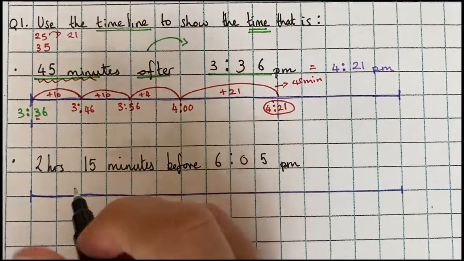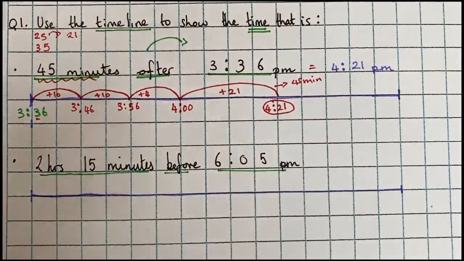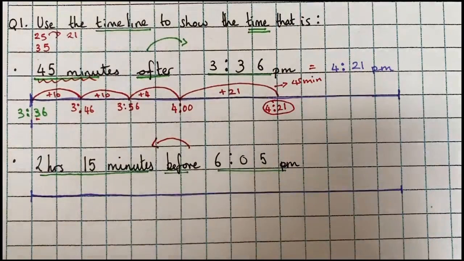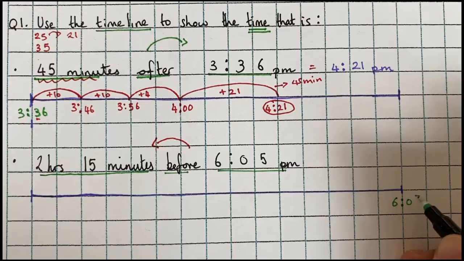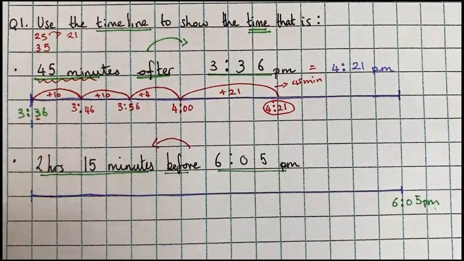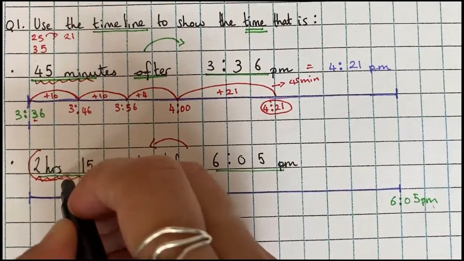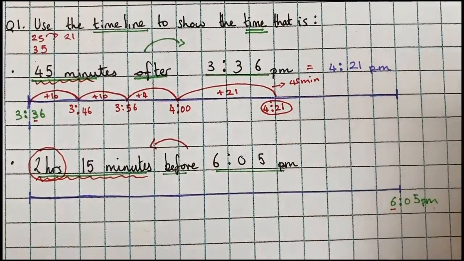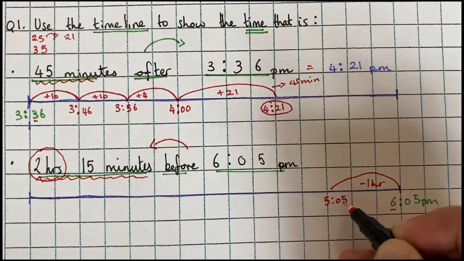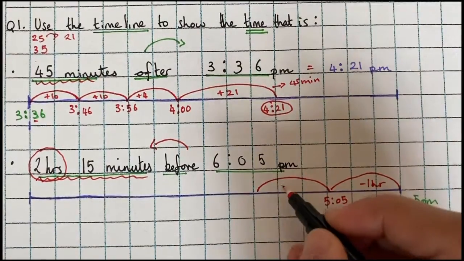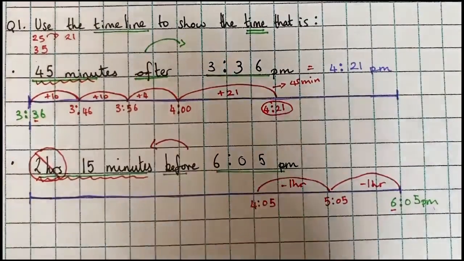Now let's look at 2 hours and 15 minutes before 6:05 p.m. Now because it's before, I'm going to jump to the left. And my 6:05 p.m. will be at the end of my timeline. Okay, so the first thing I'm going to do is jump my hours. So let's underline my hour digit there. So 1 hour before is 5:05, another hour is 4:05. So now I've jumped my 2 hours before.